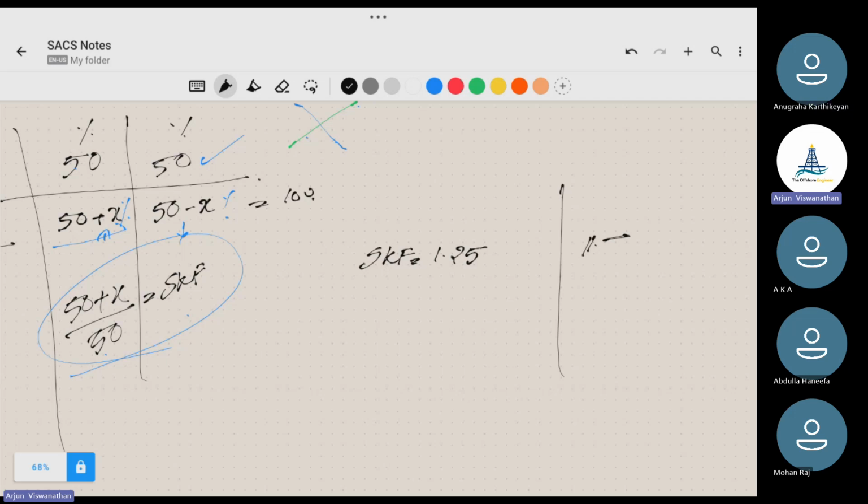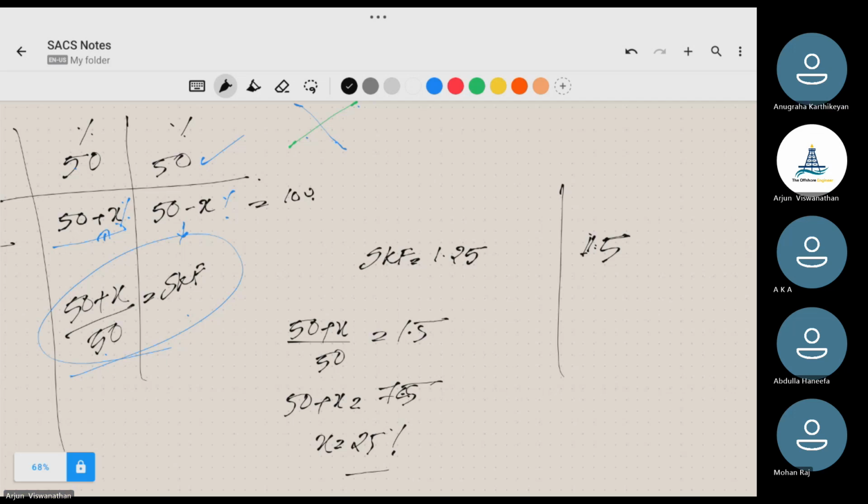So now let's say if I go for a skew factor of 1.5, what will be my increase in percentage? That means 50 plus X by 50 is equal to 1.5. That means 50 plus X is equal to 50 into 1.5, that is 75. So X is 25%. That means when we consider a skew factor of 1.5, the split we will get is one set of slings will take 75% and another set of slings will take 25% of the total load.